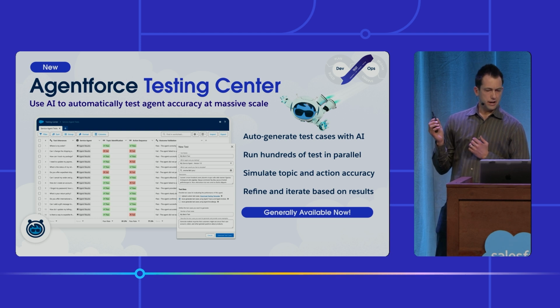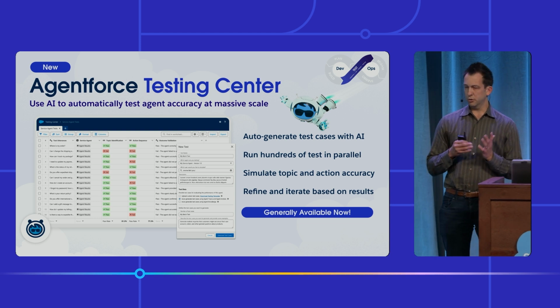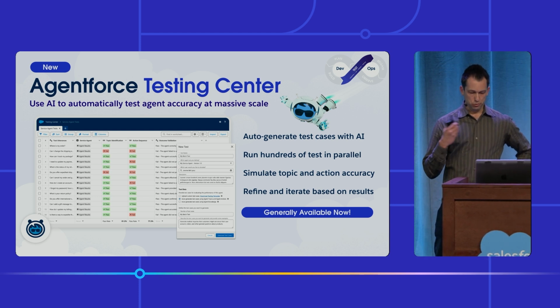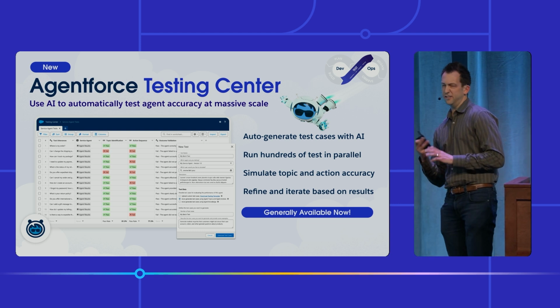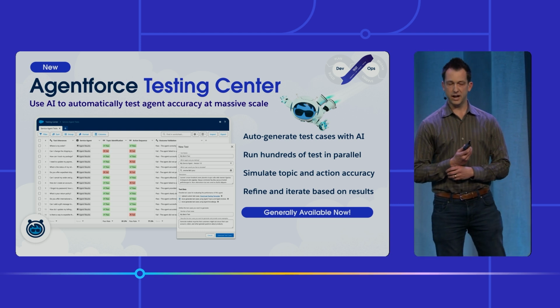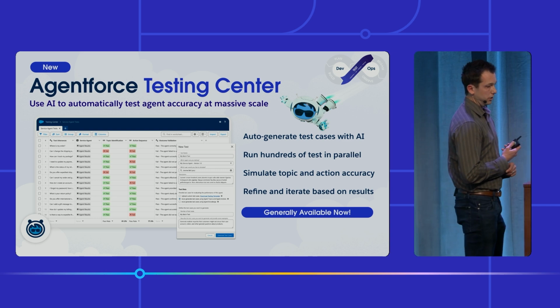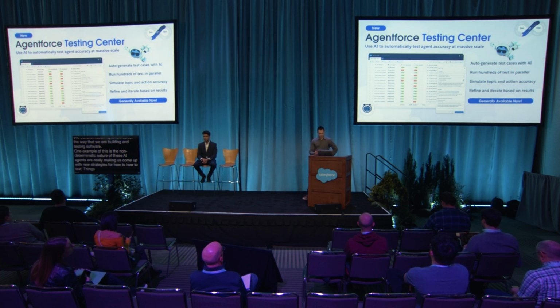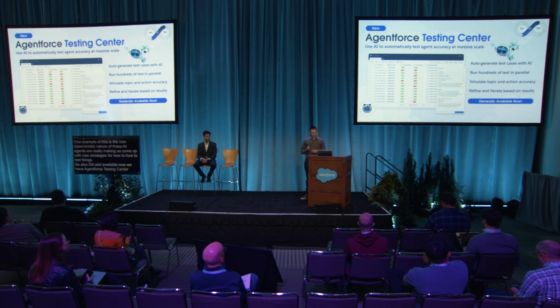So Rohit mentioned at the beginning of the talk that we are going through this transformation right now about the way that we are building and testing software. One example of this is the non-deterministic nature of these AI agents, which is really making us come up with new strategies for how to test things. So also GA and available now, we have Agentforce Testing Center, which enables teams to test Agentforce using synthetically generated data.